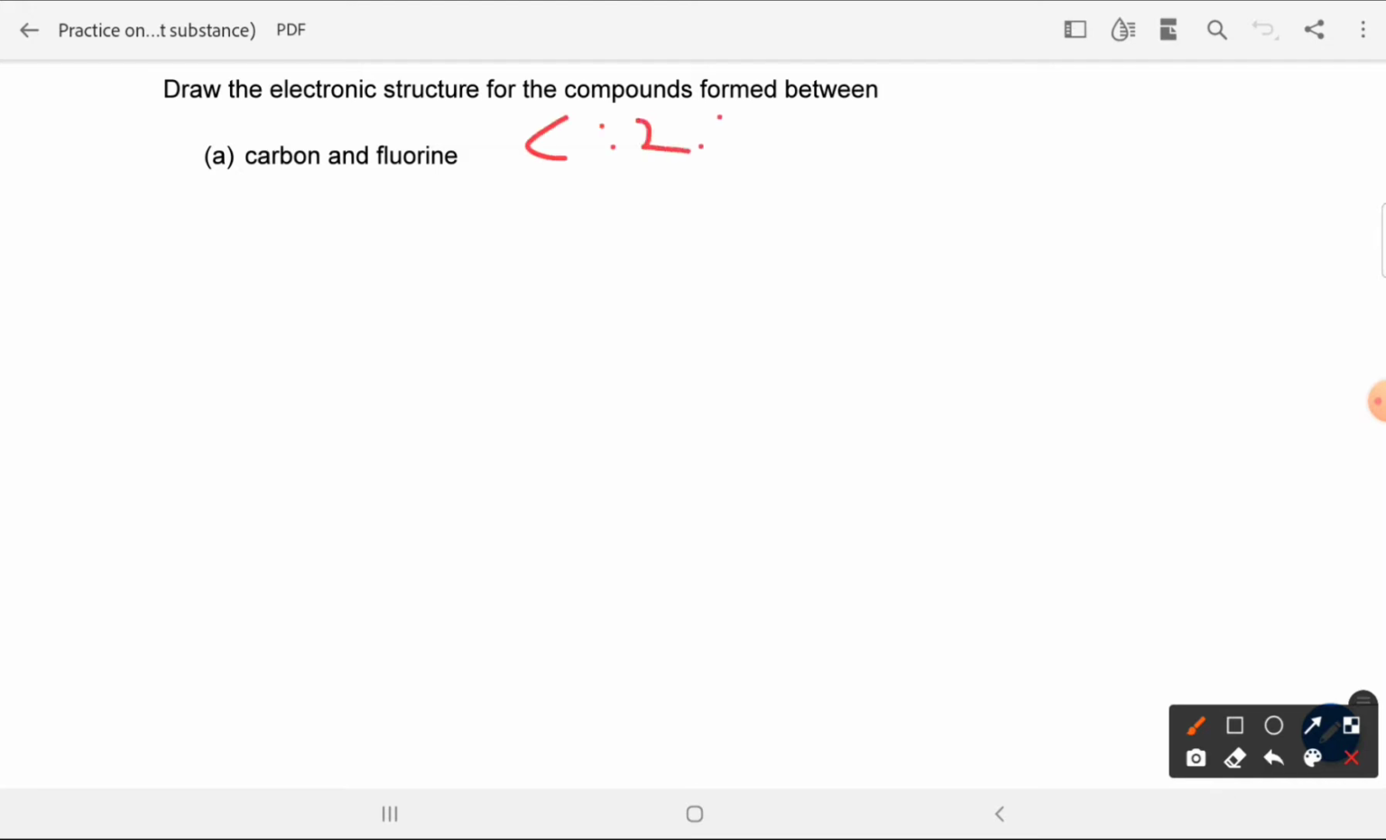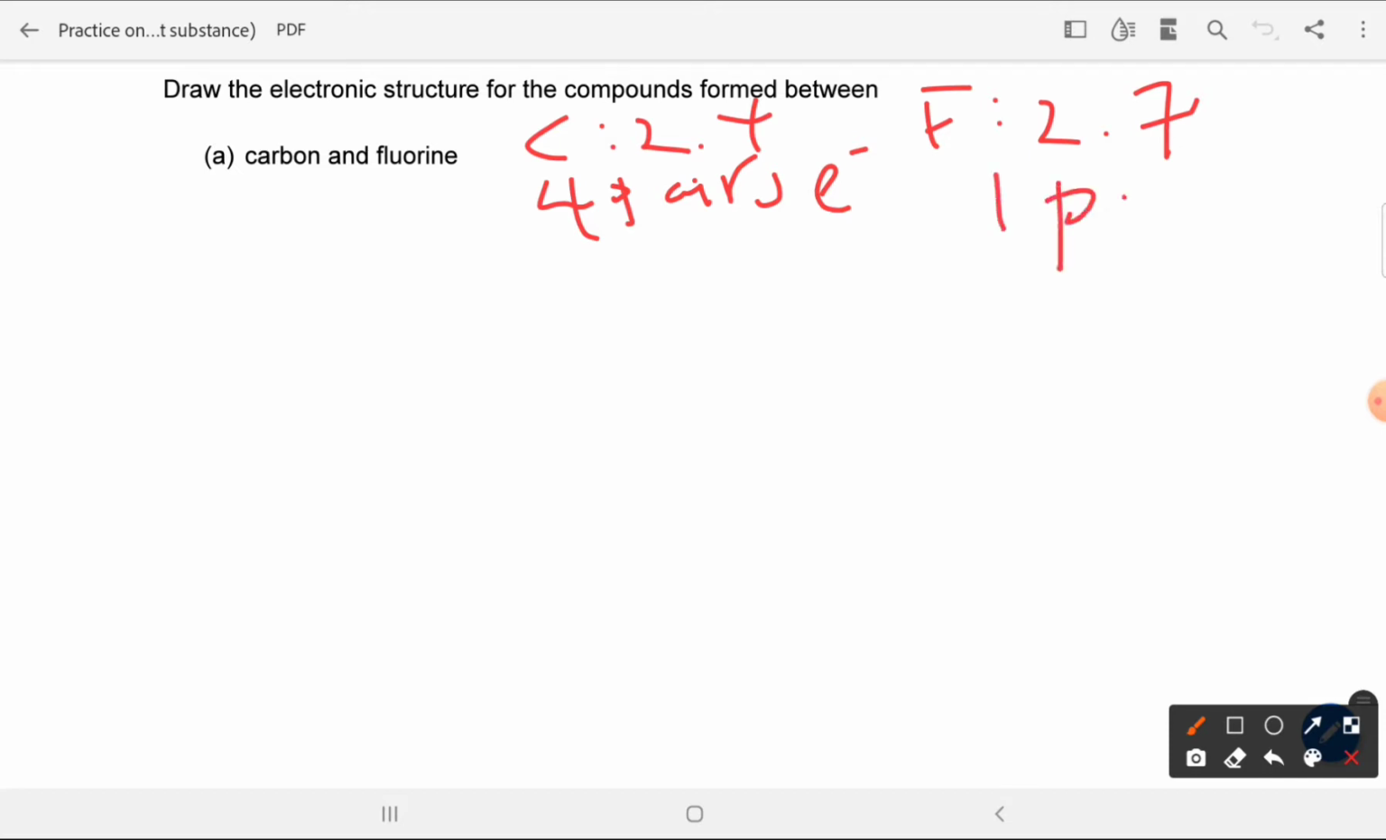So for carbon it is 2, 4, and then for fluorine it is 2, 7. So what it means is that carbon is short of 4 electrons. So if it is short of 4 electrons, it means that it needs to share 4 pairs of electrons in order to achieve noble gas electronic configuration, a stable electronic configuration of a noble gas. So for fluorine, it is short of 1 electron, so it needs to share 1 pair of electrons.